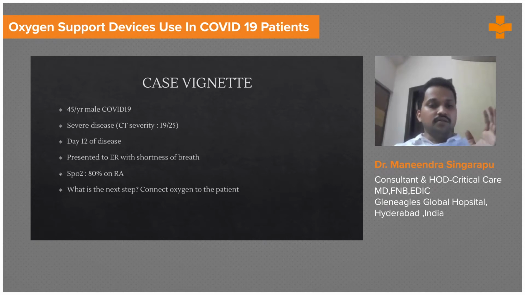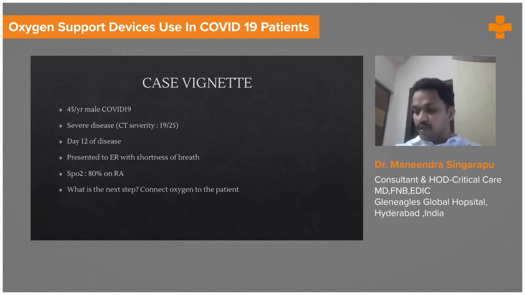The next important thing is the day of the disease. Why? Because most commonly patients decompensate between day 8 and day 14. Whenever it is the first week, the patient will still be stable. Most of the time the decompensation is happening in the second week. So that is the reason the day of the disease is important.